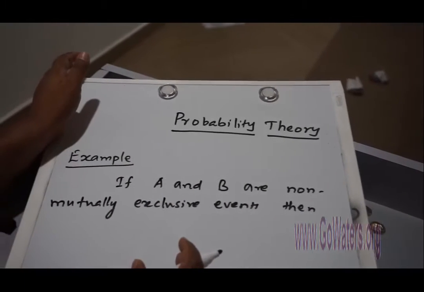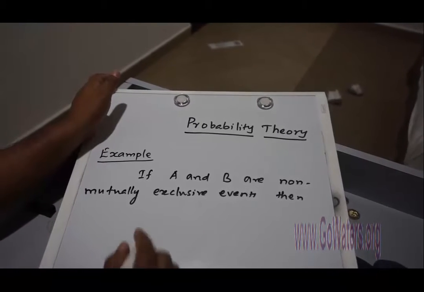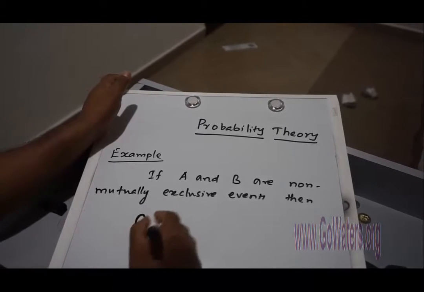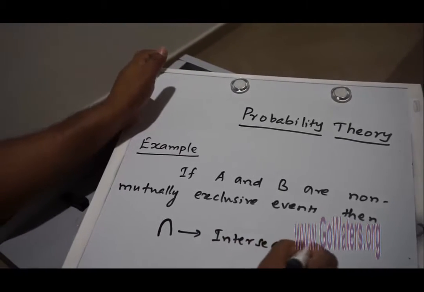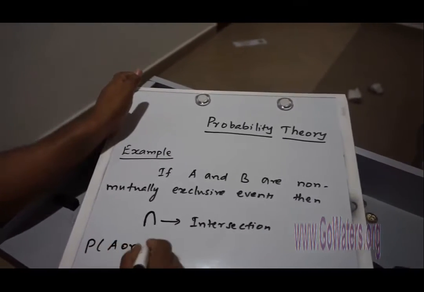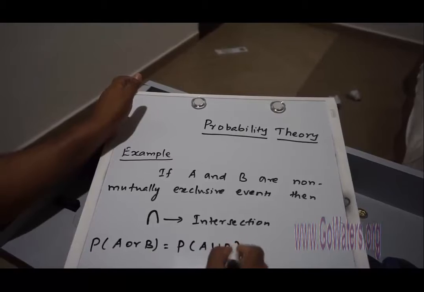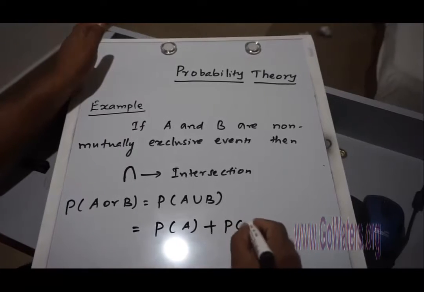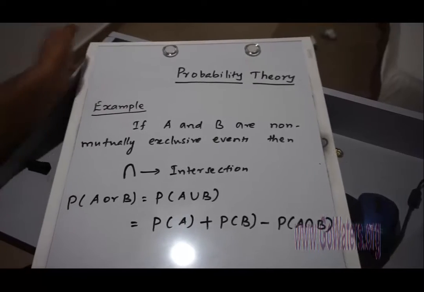You can see the diagram, there is a common portion. So the common portion, we call it intersection, and the notation that is used to show the intersection is this symbol. So this means intersection or some common portion between the two events. So the formula for this is probability of A or B, equal to probability of A union B, which equals probability of A plus probability of B minus probability of A intersection B. Okay, so this is the formula.